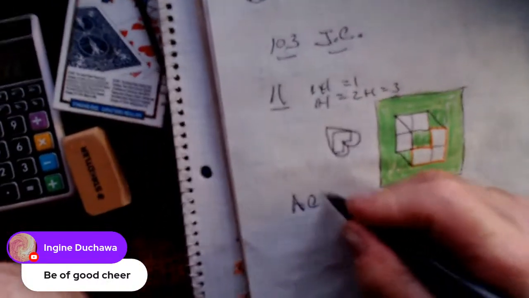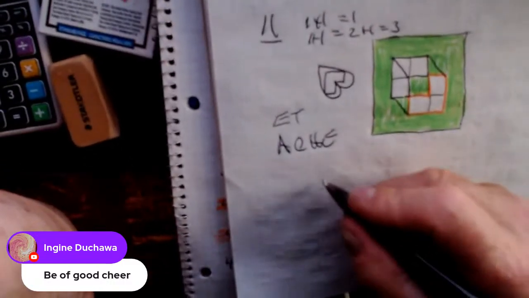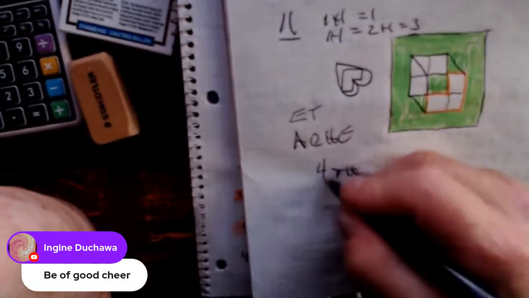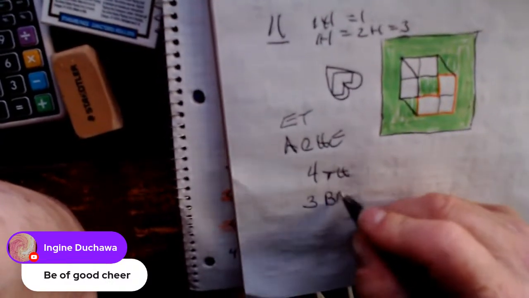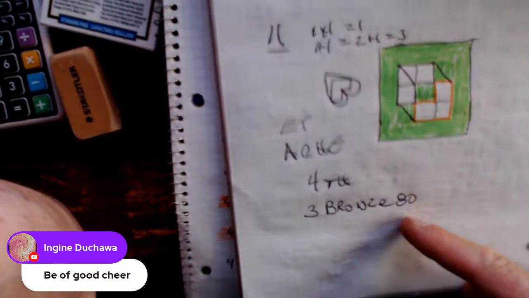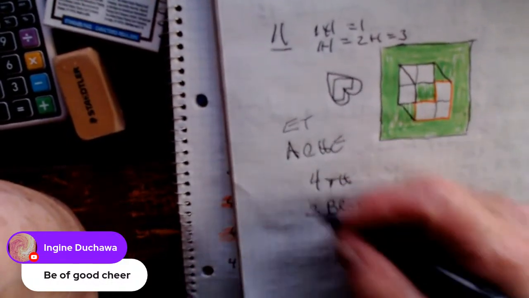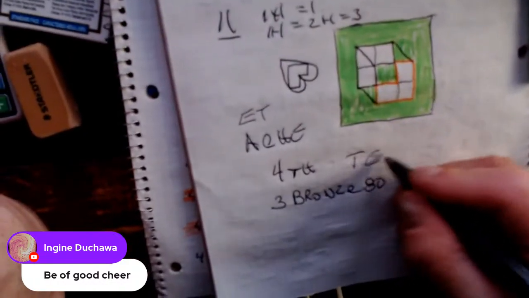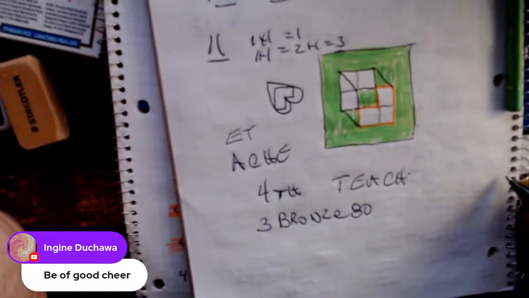Teach is the major word. The word H-E-T or TH, which begins at 4th. Once you get to 3rd bronze, and note bronze equals 80, so it's part of the gate. When you get to bronze and 4th, where the TH begins, you end up with TH. And we begin right here with teach.